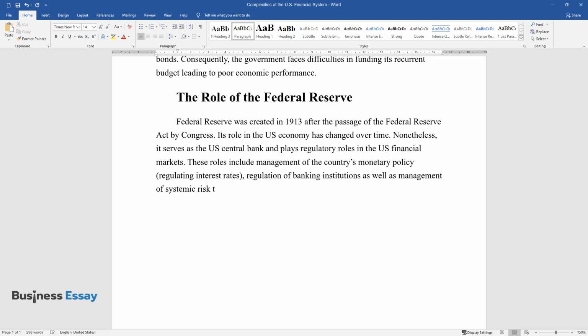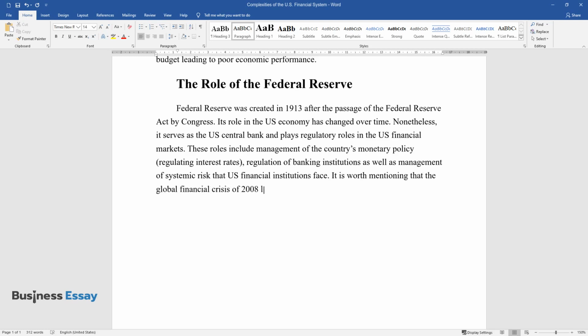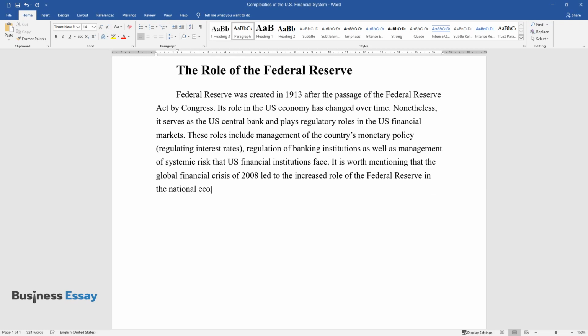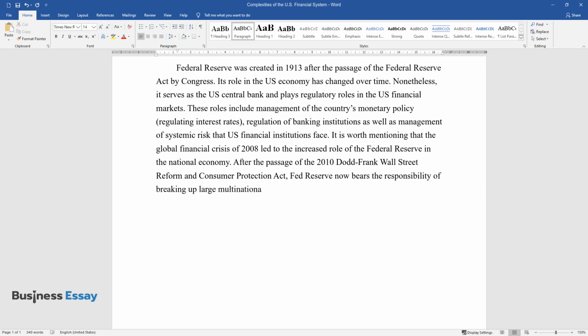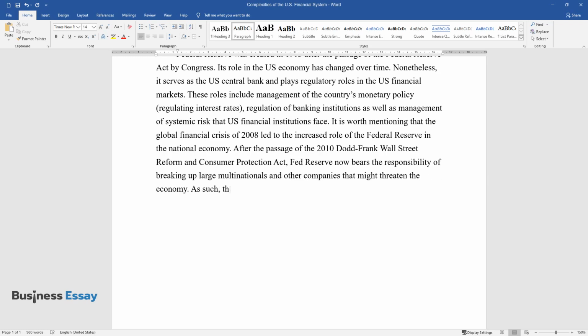as management of systemic risk that U.S. financial institutions face. It is worth mentioning that the global financial crisis of 2008 led to the increased role of the Federal Reserve in the national economy. After the passage of the 2010 Dodd-Frank Wall Street Reform and Consumer Protection Act, the Fed Reserve now bears the responsibility of breaking up large multinationals and other companies that might threaten the economy. As such, the roles of the Fed Reserve have changed over time.